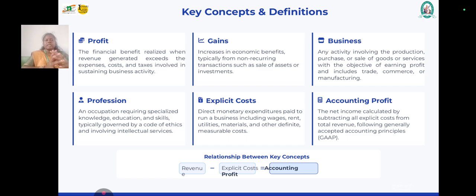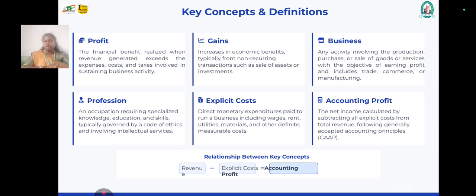Business means any activity involving production, purchase, or sale of goods or services with the objective of earning profit, and includes trade, commerce or manufacturing. Profession means an occupation requiring specialized knowledge, education and skill, typically governed by a code of ethics and involving intellectual services. Explicit cost means direct monetary expenditures paid to run a business, including wages, rent, utilities, materials and other definite measurable costs.